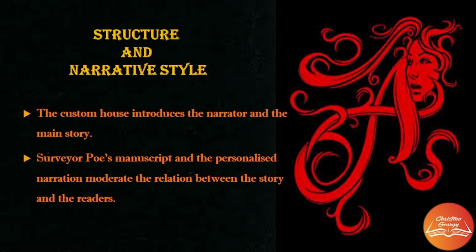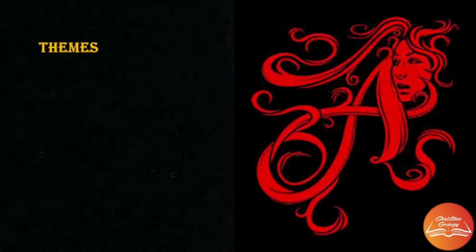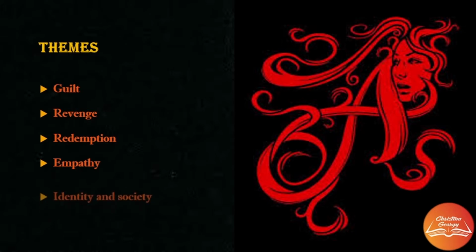Let's have a quick look at the themes of the novel. The Scarlet Letter deals with the theme of sin and retribution in a Puritan context. Hawthorne regards adultery as an act of moral transgression. The other prominent themes include guilt, revenge, redemption, empathy, identity and society, etc. What's important here are the symbols.